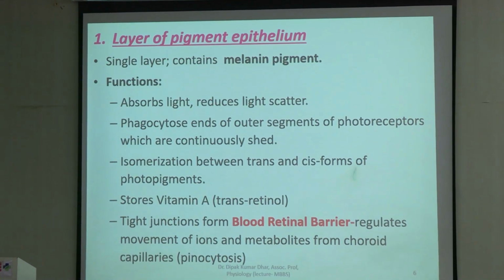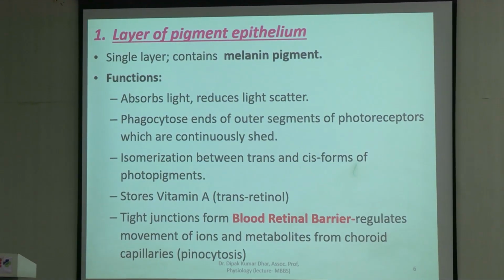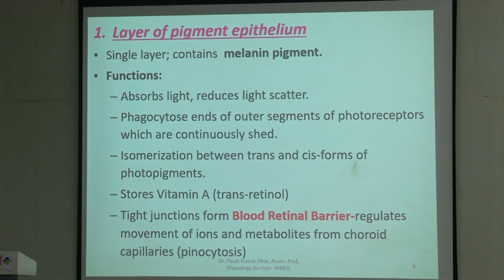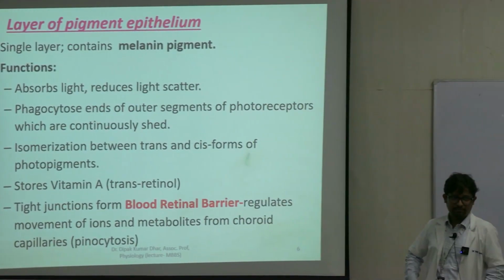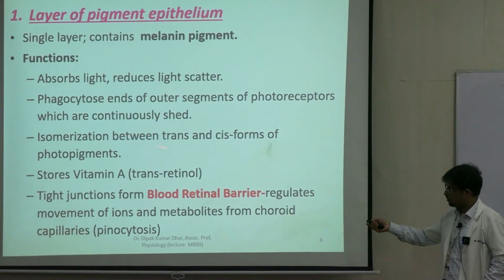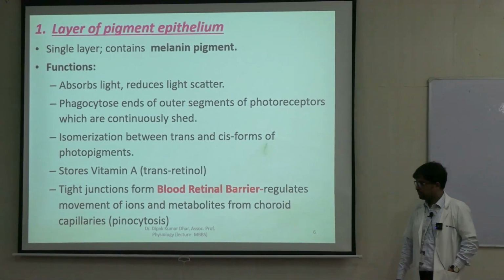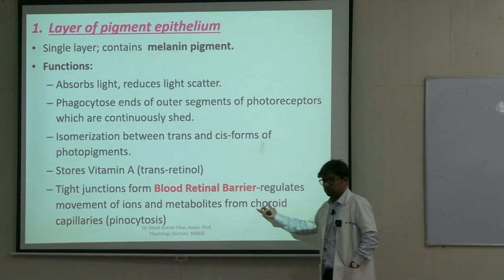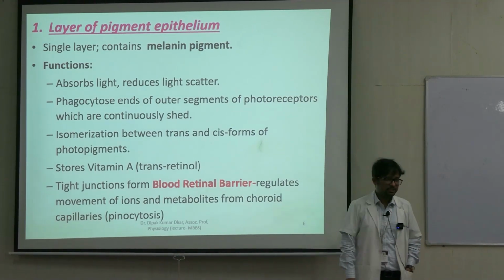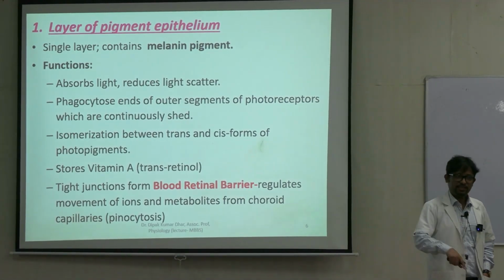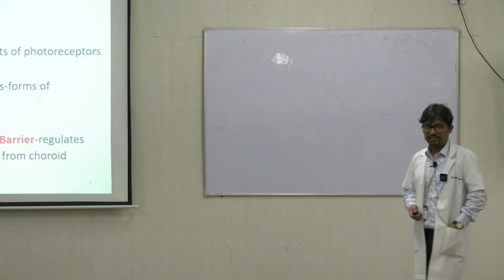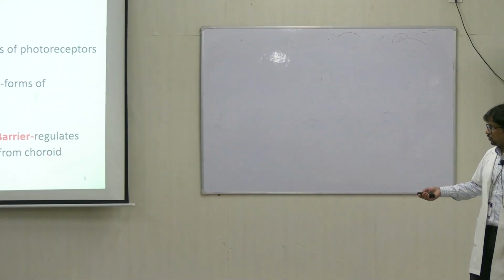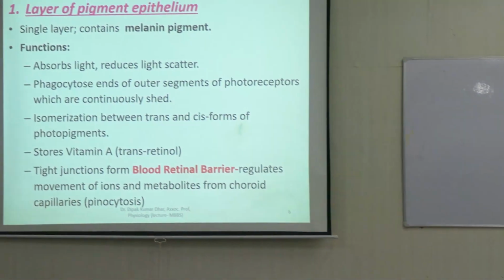Isomerization between trans and cis forms of the photoreceptors, pigments. It also serves as storage of vitamin A, in the form of trans retinol, and it forms tight junctions, the blood retinal barrier, very much like the blood brain barrier, preventing toxic metabolites and chemicals from coming in contact with the neural tissue.